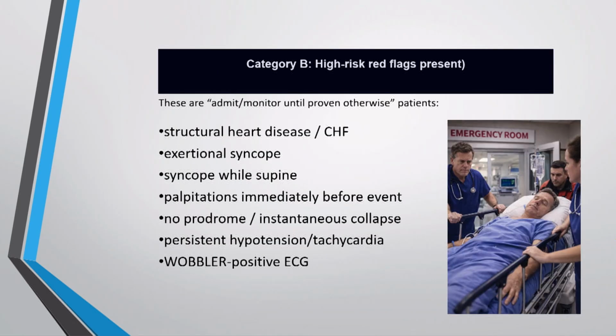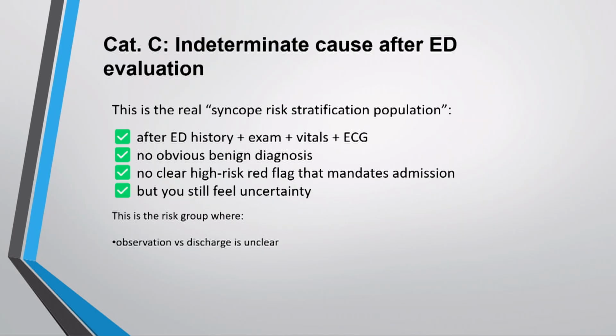Yes. Coming to the next category, the high risk patients where the red flag signs are actually present. Any structural heart disease, exertional syncope, syncope in the supine position, complaints of palpitations, instantaneous collapse, persistent hypotension, and any ECG positive findings. So these are the high risk category. In the earlier slide, I talked about the low risk category where we can easily discharge the patient. High risk category where we have to admit the patient and monitor. So there is a category of patient who is coming in between this. That is the category C. There is indeterminate cause after the ED evaluation.